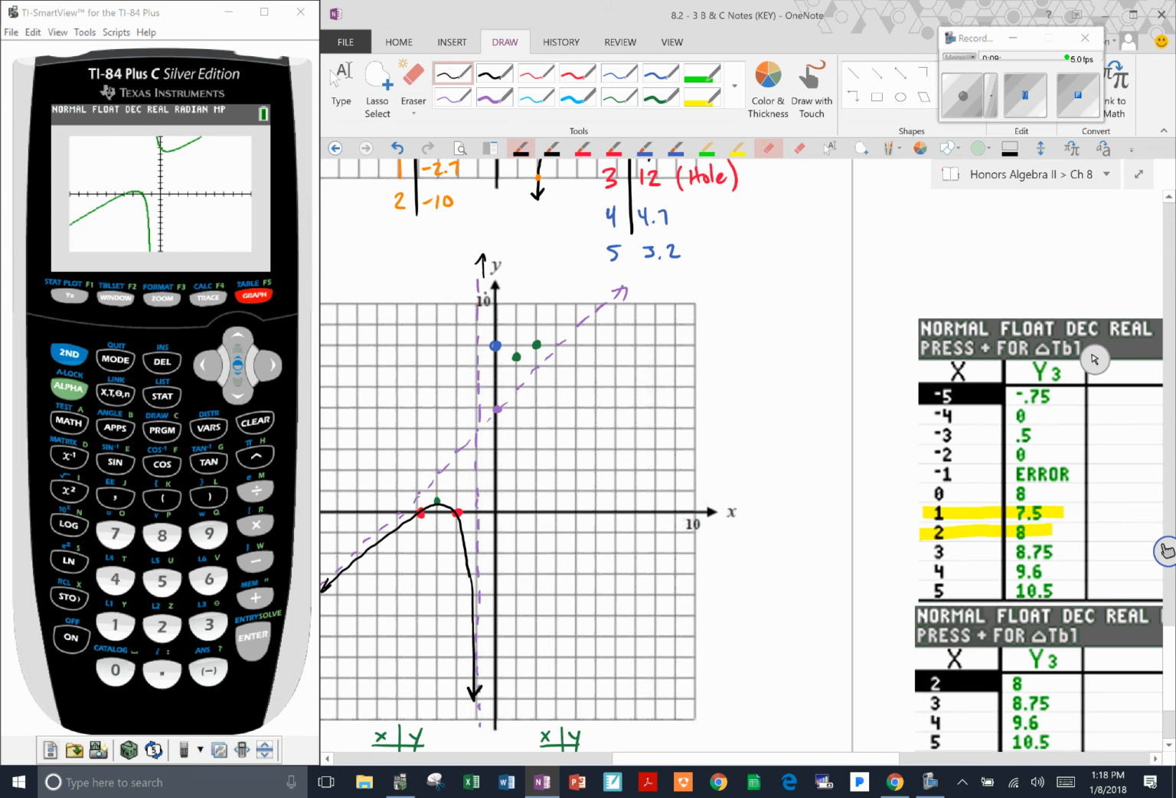I have a pretty good idea here what this looks like. None of these are holes, so I can go right through them. Remember, a hole only occurs when there's a factor that's both in the numerator and the denominator. Okay, so the last thing that we're going to do here is find those local minimums and local maximums in order to find the range.